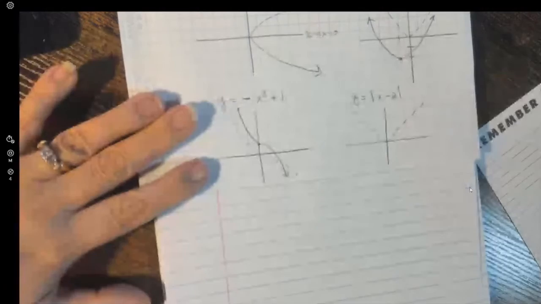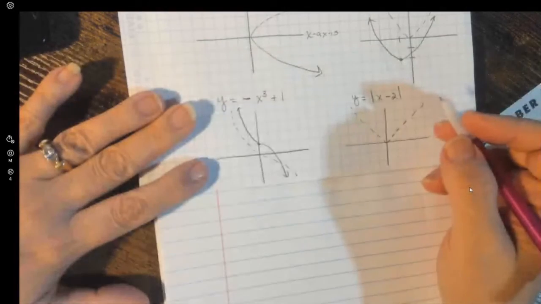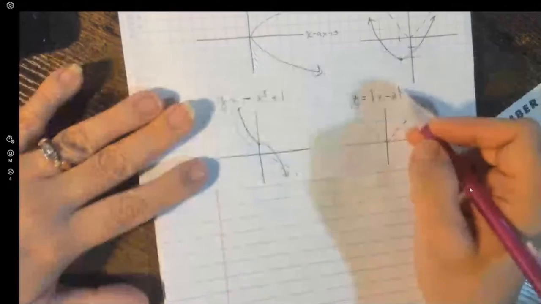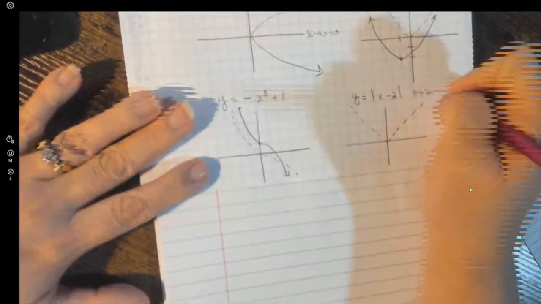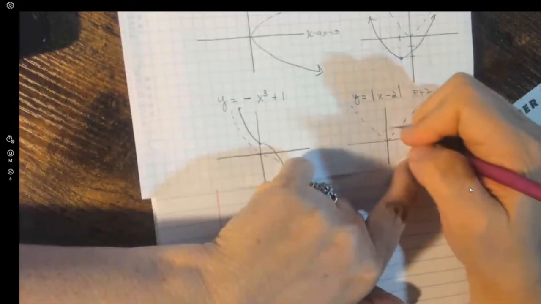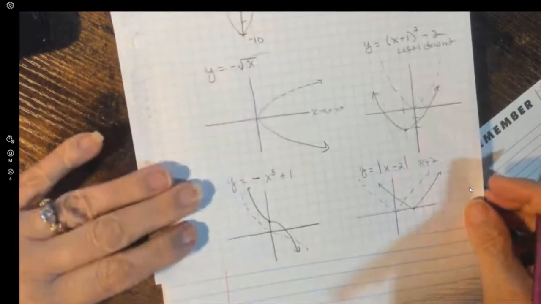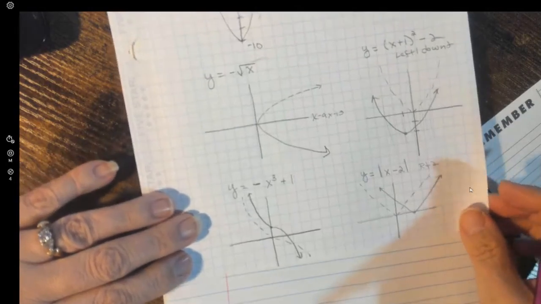How does the negative 2 move it? Down 2. Wait, no, right 2. Correct. It's inside with the x, so it's the opposite of the sign. Right 2. Any questions on those? Okay, let's try one more.